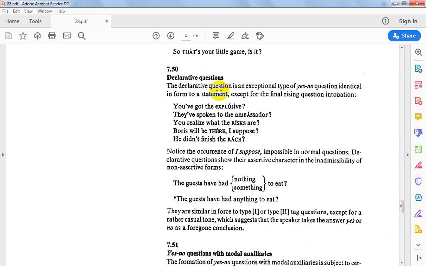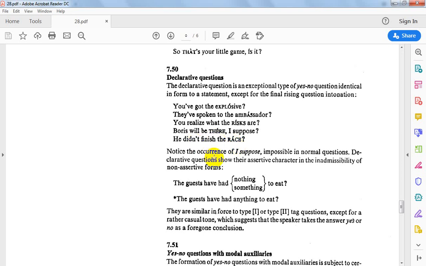Have you got the explosive? You have spoken to the ambassador. You realize what the risks are. Boris will be there, I suppose. He didn't finish the race. So this is the way of speaking. Such declarative questions make them questions rather than statements. Note the occurrence of "suppose", impossible in a normal question.